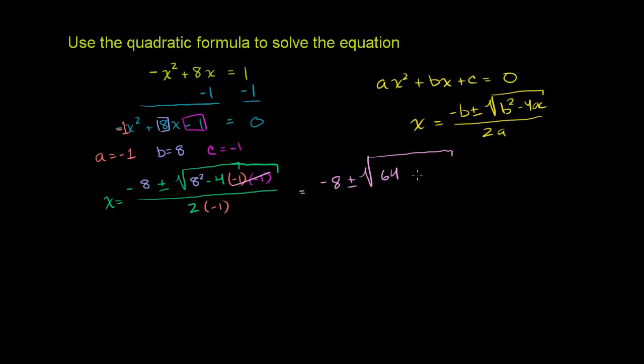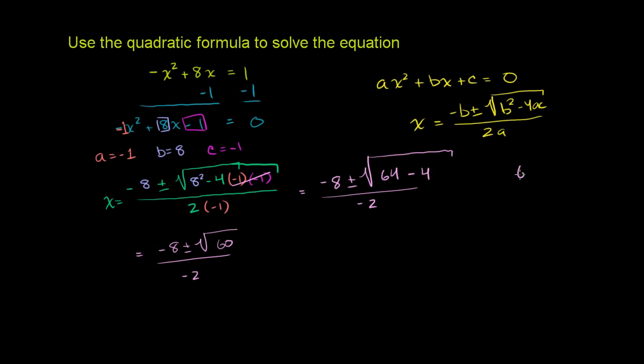These just cancel out to be a 1. So it's 64 minus 4. That's just that 4 over there. All of that over negative 2. So this is equal to negative 8 plus or minus the square root of 60, all of that over negative 2. And let's see if we can simplify the radical expression here, the square root of 60.